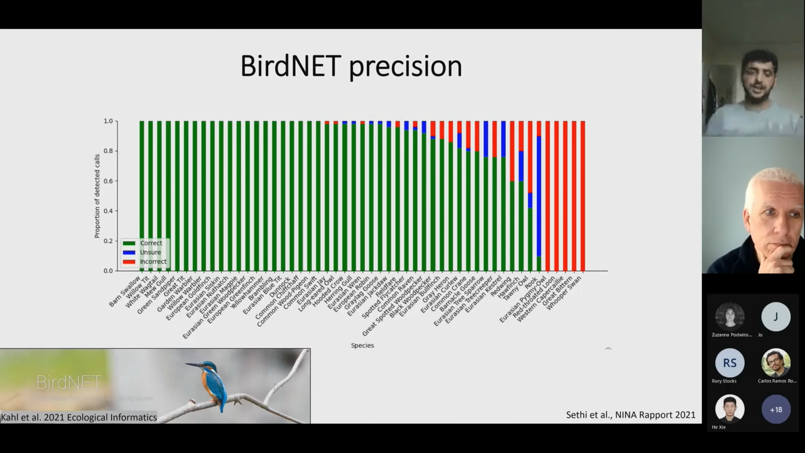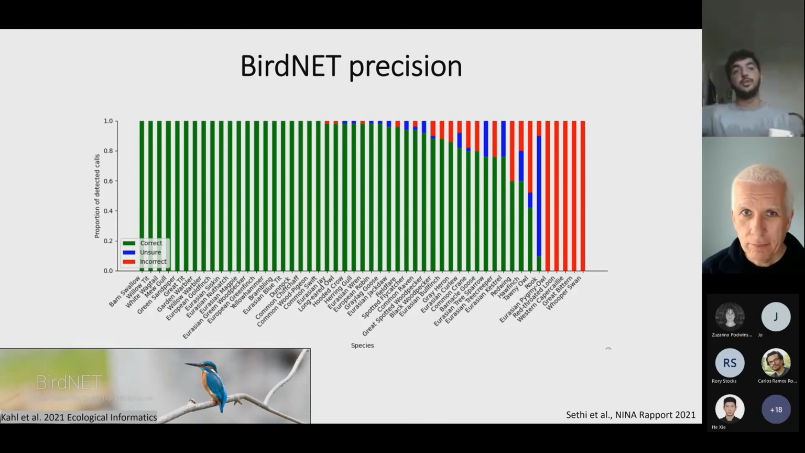So we ran the BirdNET algorithm, which is a species vocalization detection algorithm developed by the Cornell Lab of Ornithology. Once we ran it on all of our data, we took 50 detections from each species and sent them to an ornithologist who knows about these things, to say, here's 50 detections of a barn swallow, is it actually a barn swallow or not? In that way we can measure precision of the algorithm per species.